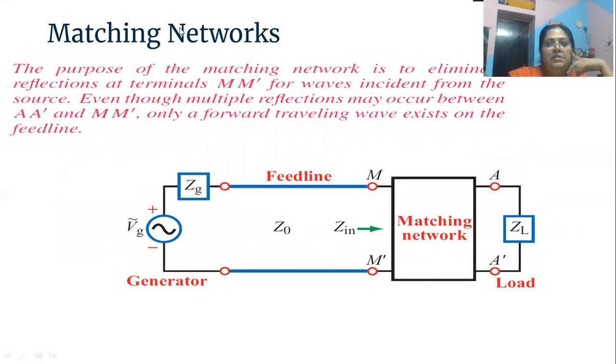Now we will study some fundamentals of matching networks. The purpose of the matching network is to eliminate reflections at the terminals M dash for waves incident from the source. Even though multiple reflections may occur between these 2 points, only a forward traveling wave exists on the feed line. This is the feed line, known as the transmission line, where the voltage or current moves from the generator to the load. This is the matching network, and this is the load impedance.